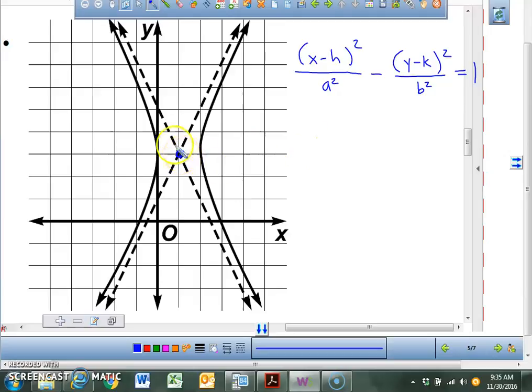Right there, where the asymptotes cross. That's the center. Good, I heard you say. That's the center, which is the h, comma, k. So what is our h, k value here, Miranda? 1, 3. So put 1, 3.